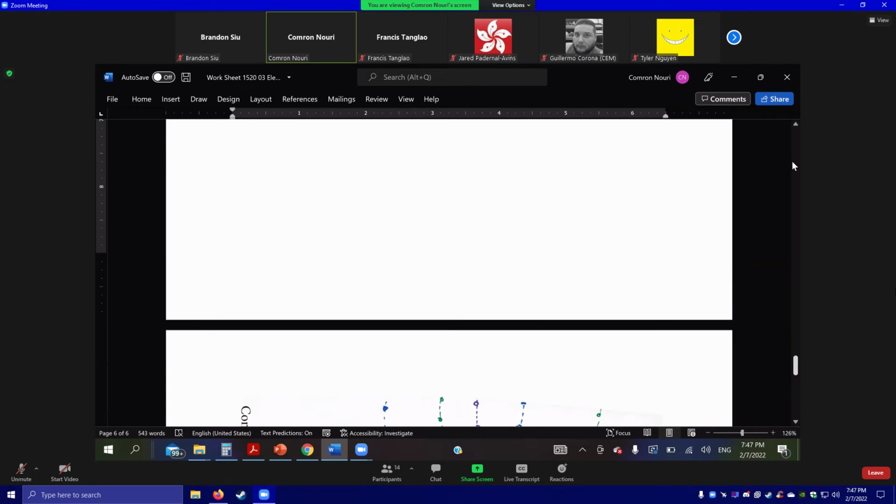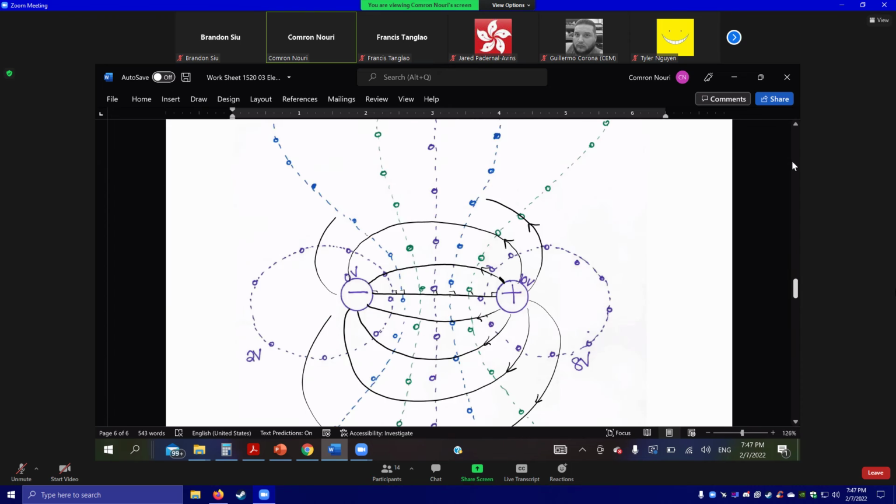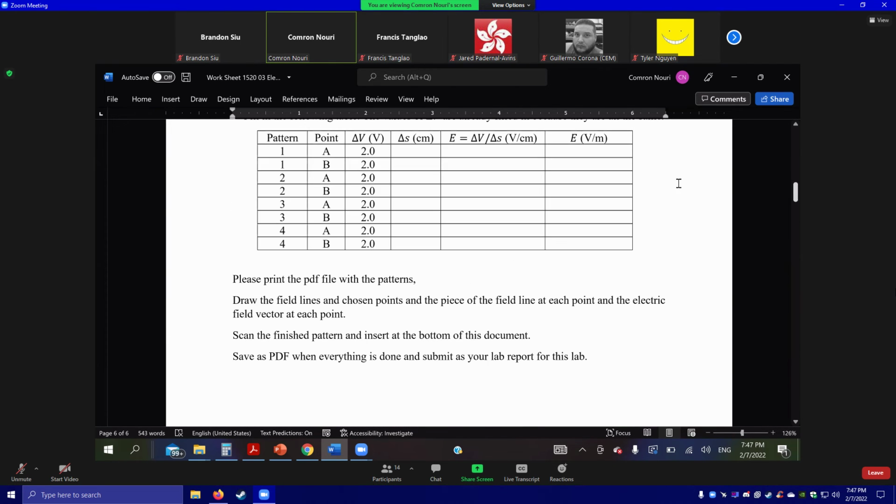And then for each one of these, you choose 2 points, and then you go to this table. You say pattern 1, 2, 3, 4, and for each one, A, B. Delta V for each one is 2 volts because you go 1 volt back and 1 volt front. Then you measure with a ruler what delta S is in centimeters, and calculate delta V over delta S, which is volt per centimeter. For example, I found 1/2 here, or 0.5, and then convert to volt per meter, which is the standard unit.